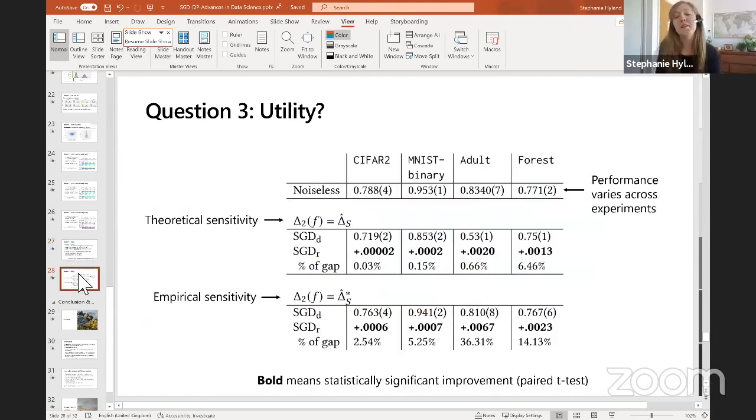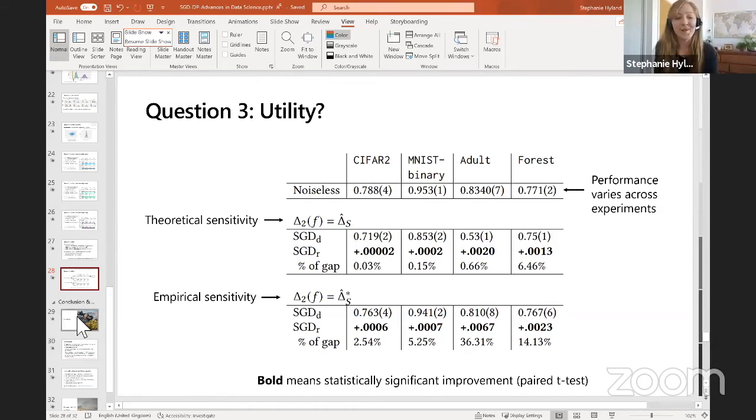And what we find is, we've got our noiseless performance, it is what it is. If we use SGD as deterministic, obviously there is a fall in performance because it's a privacy preserving model. Now we've had to add noise. And if we account for the randomness, we get a very small but statistically significant improvement, which increases in size roughly with these different data sets. We do see there's obviously variability across these data sets. And what we also see is that when you use the empirical sensitivity, you get a much bigger improvement because that bound is a lot tighter.